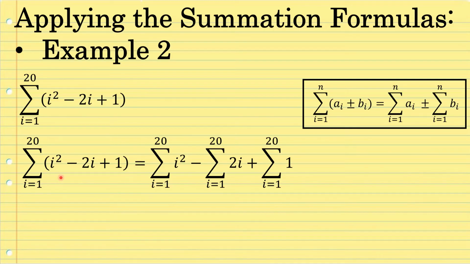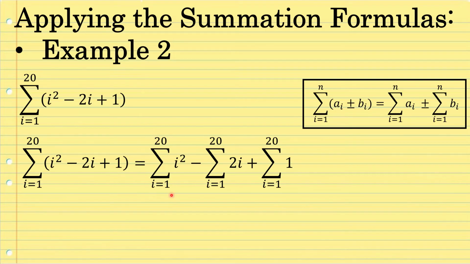The first term, I squared. The second term, 2i. The third term, 1. Look at the signs. The signs are going to stay the same. The first sum has a positive in front of it. The second term, minus. The third term, plus. All 3 of these summations are as I goes from 1 to 20.